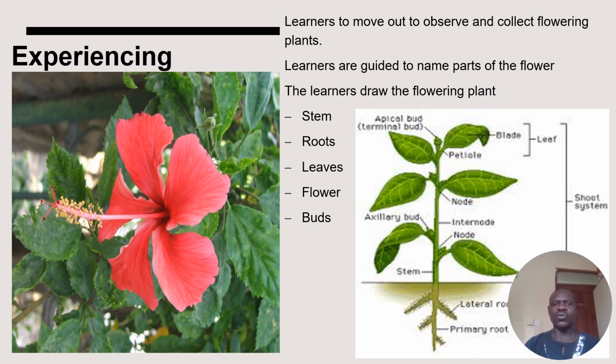And when you bring them to class, you are going to draw. So you will draw the flowering plant, and drawing the flowering plant, you will now label the stem, you will label the roots, you will label the leaves, the flowers, and then you label the buds. So after labeling the flowering plants, I am going to come round to check how you are going on with the work.